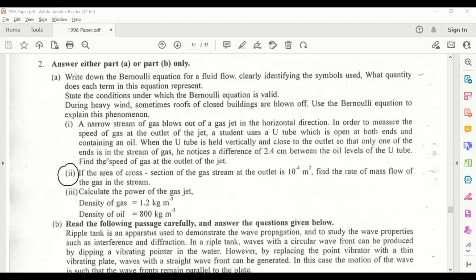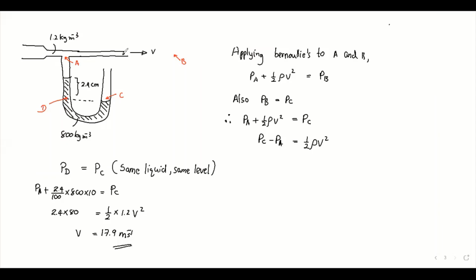Part 2 in the question is saying if the area of cross section of the gas stream at the outlet is 10 to the power minus 4 square meters, find the rate of mass flow of the gas in the stream. The rate of mass flow, right? So they have given the area of cross section of this one. It is 10 to the power minus 4 meters square, and they want us to find the rate of mass flow.